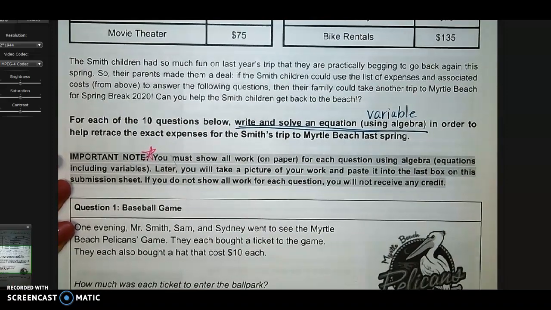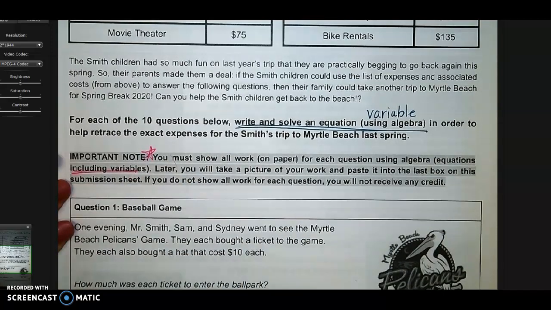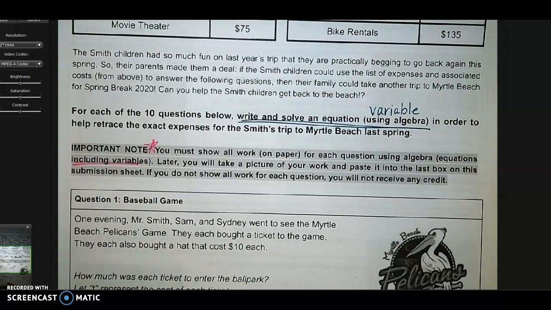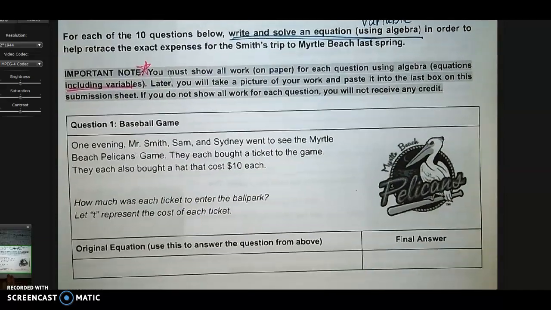For each question using algebra and then showing how, and right here it says, including variables, and then you're going to take a picture of your work at the end and paste it into the last box in the submission sheet. If you do not show all work for each question, you will not receive any credit. And so when you look at your scoring rubric, it shows you that if you don't have the work, you don't get credit for it.